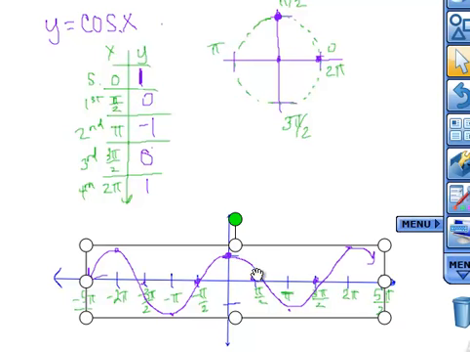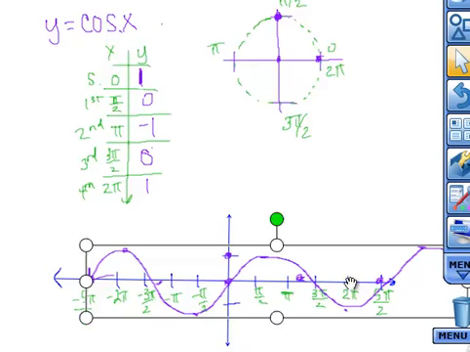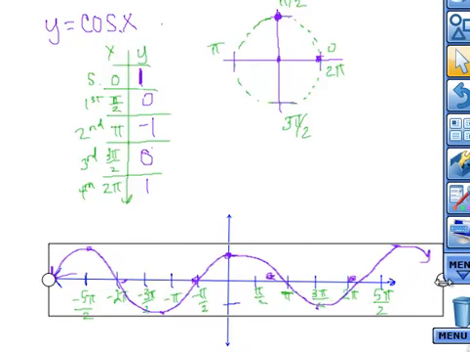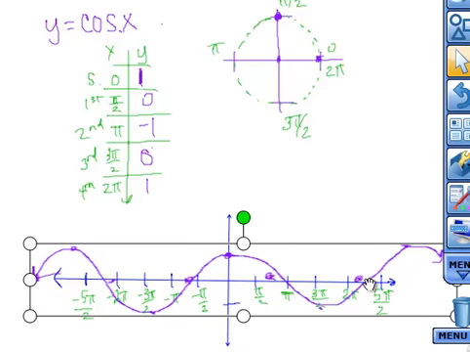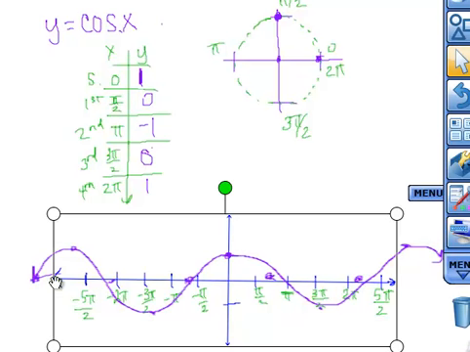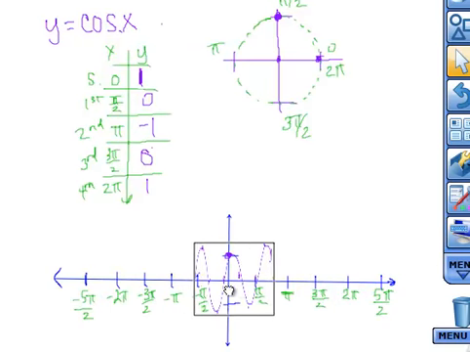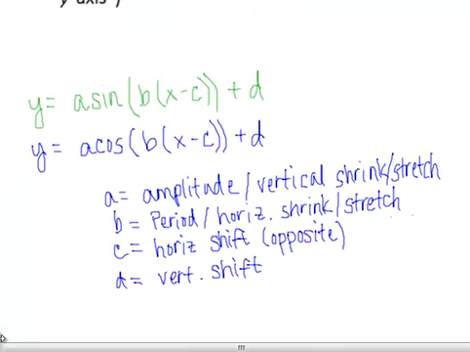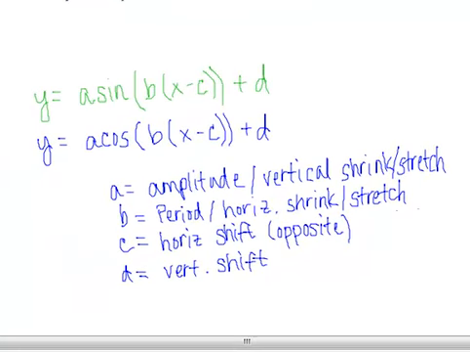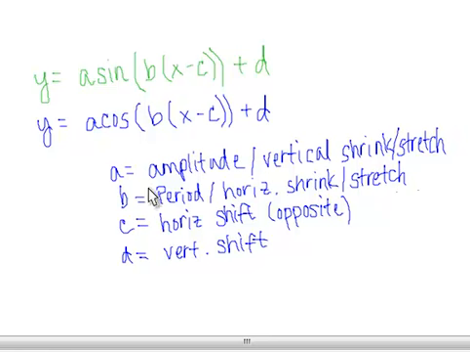So here was one full period. It happened in 2 pi. I mean, it might stretch out and take longer than that. It might do something like that, or it might shrink. Okay, so we're going to be dealing with all these different types of transformations that can occur. I am going to go ahead and write these up for you.